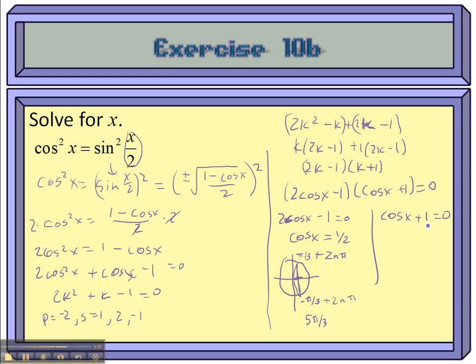For the second one, I have to isolate that cosine x. It's equal to -1. Where is it equal to -1 on the unit circle? Just right over here, which is at pi, or 3 pi, which is multiples of pi. X equals n pi. So here are all our solutions for x.